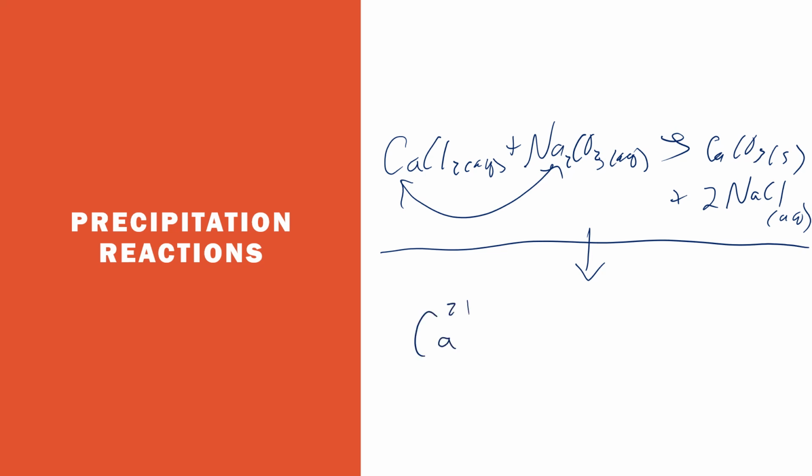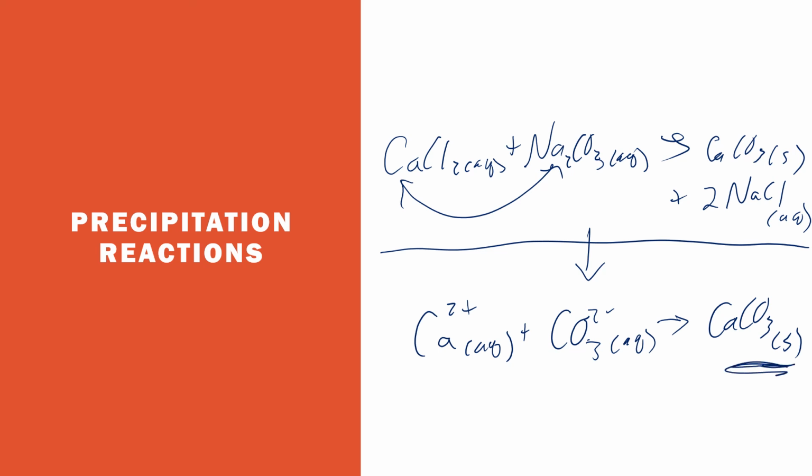So we wind up with 1 calcium 2+ ion and 1 carbonate 2- ion reacting to form calcium carbonate as a solid. I eliminated the sodium and the chloride ions because those are our spectator ions. And again, anytime you see that solid being formed, it's a precipitation reaction. And make sure you go back and review the net ionic equations video if you need a review on that stuff.